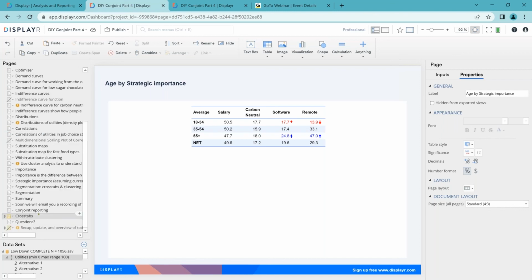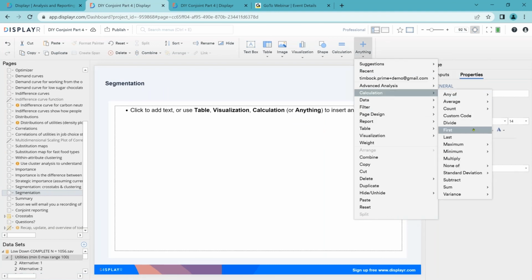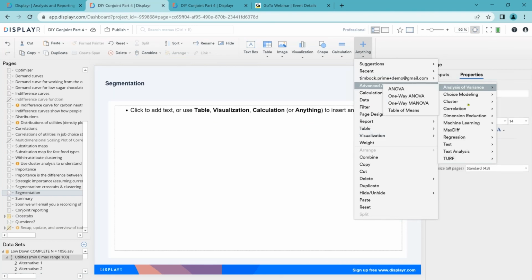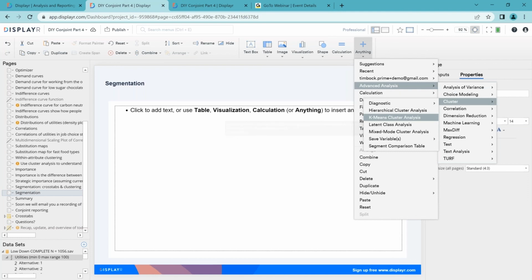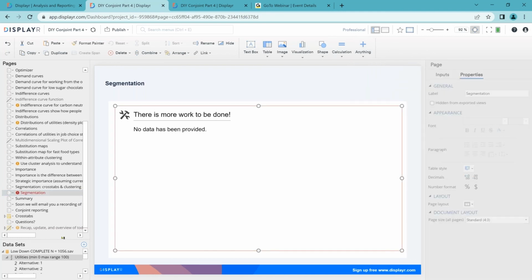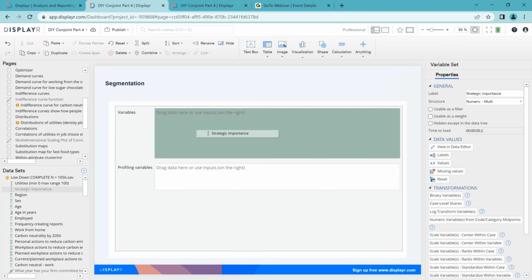The last approach is to do a k-means segmentation again. And you can use any of your clustering techniques, of course. And you use all of the utilities or all of the importance scores. I would always do both and see which one was more insightful.